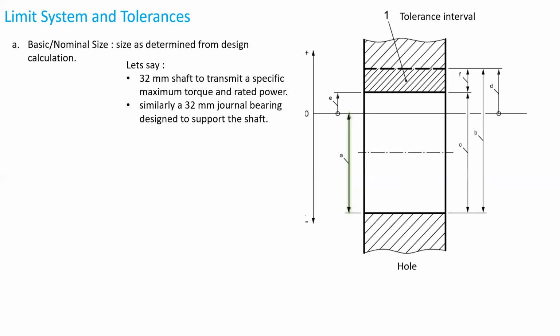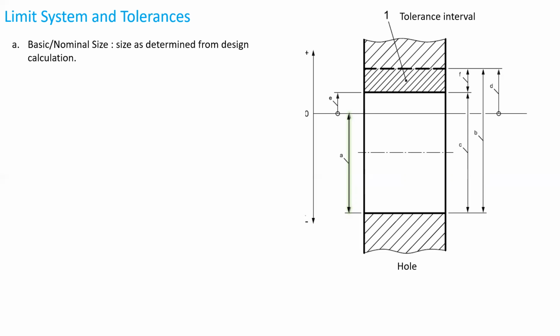But as we know that we cannot manufacture the components to exact dimensions, there will be an allowable margin for this 32 mm journal bearing as well as for the 32 mm shaft. So there is an upper limit of size as highlighted by the arrow B. So upper limit of size is the maximum permissible size for a hole, in this case a bearing.